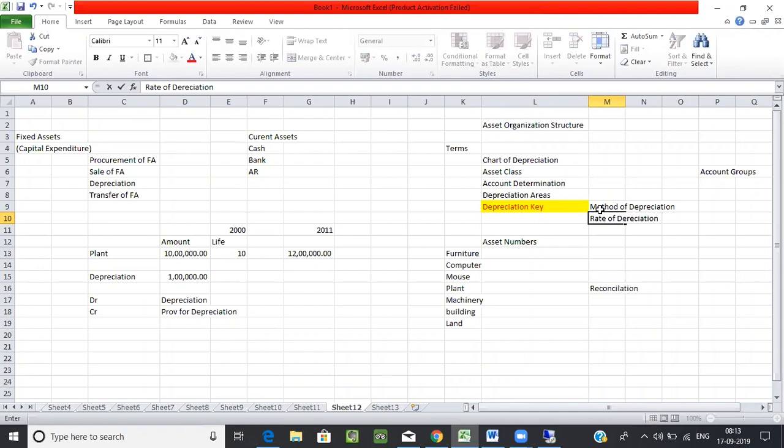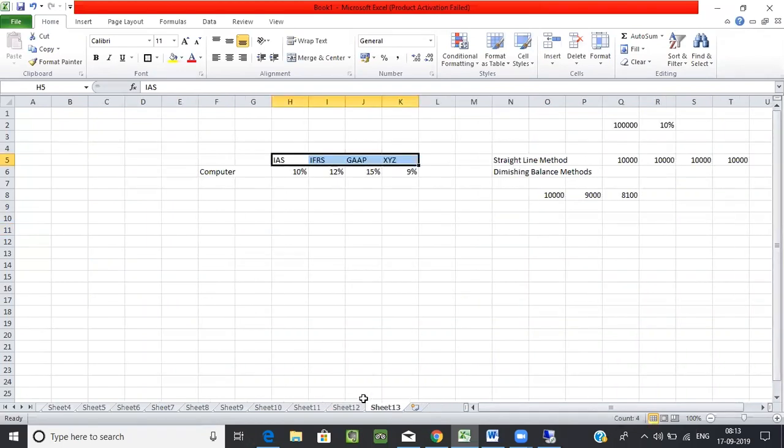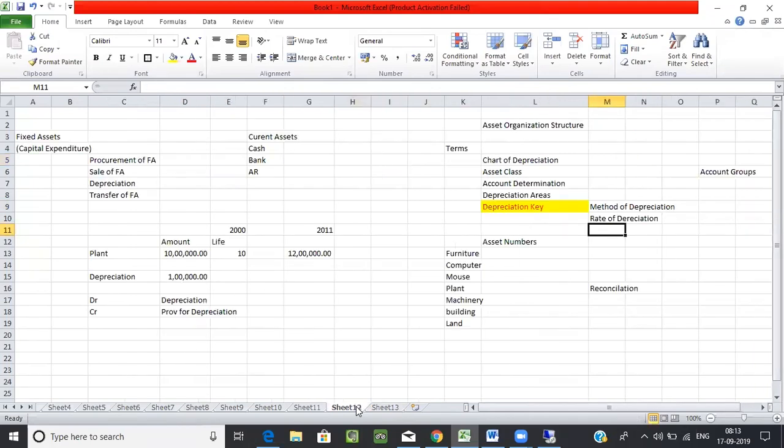Basically, it takes care of two things. What is the method of depreciation that you're following? We have different methods. I've just explained two of them, the straight line method and the diminishing balance method. We have multiple methods, there are about 10 methods in depreciation. So now which method are we using and what is the rate of depreciation? These two properties are there within the depreciation key.